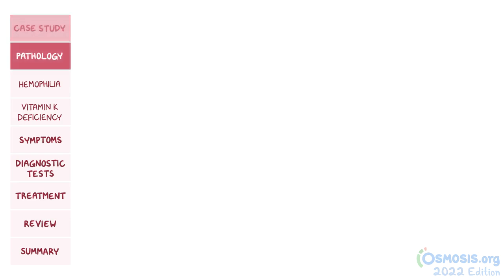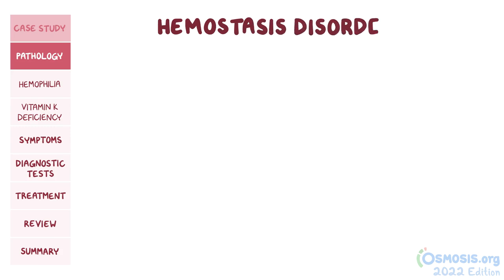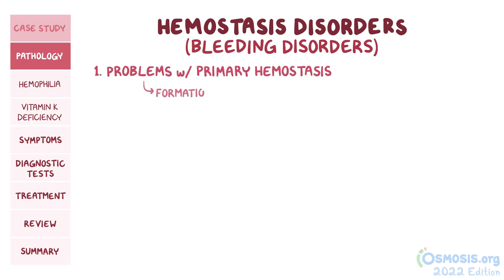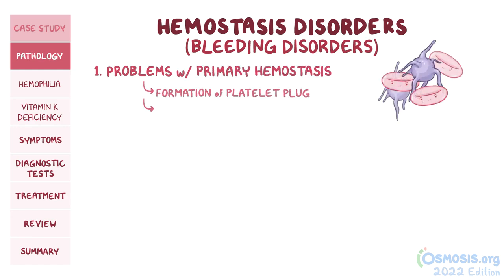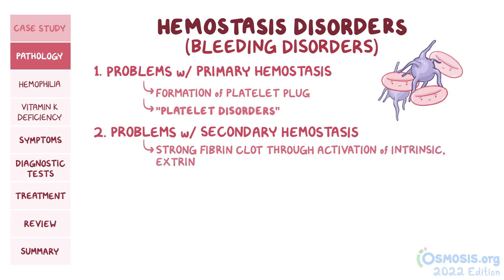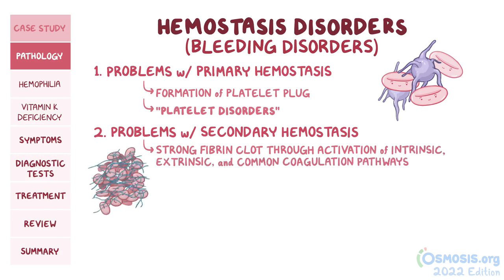Both Braden and Harlow are suffering from a hemostasis disorder. Hemostasis disorders, also known as bleeding disorders, can be broadly divided into 3 groups. The first includes problems with primary hemostasis, which is formation of the platelet plug, so they are also called platelet disorders. The second group includes problems with secondary hemostasis, which is making a strong fibrin clot through activation of the intrinsic, extrinsic, and common coagulation pathways, and so they're known as coagulation disorders.